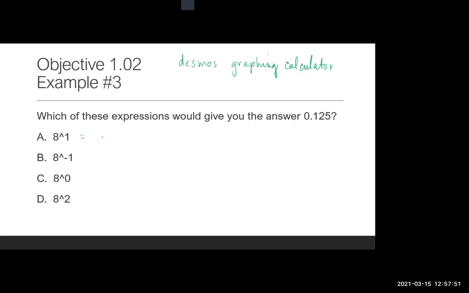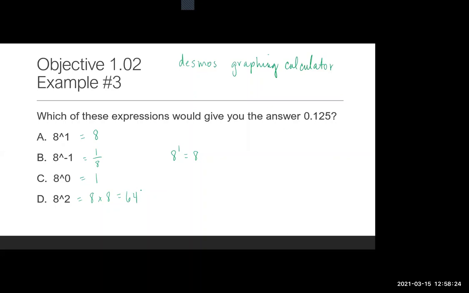Now, I'm going to go ahead and do them. 8 to the 1st means to write an 8. 8 to the negative 1 means to do 8 to the 1st, which is just an 8, but put it on the bottom of a fraction. 8 to the 0. Anything to the 0 power is 1. Again, if you type that in, your calculator will tell you. And 8 to the 2nd means to write the 8 twice and multiply, and that will give you 64.